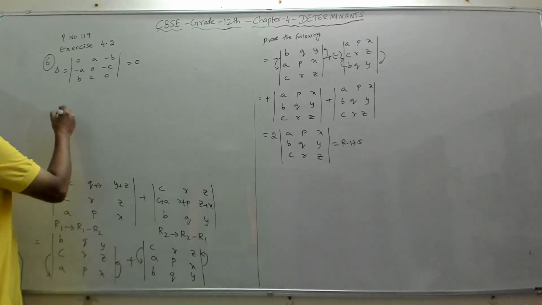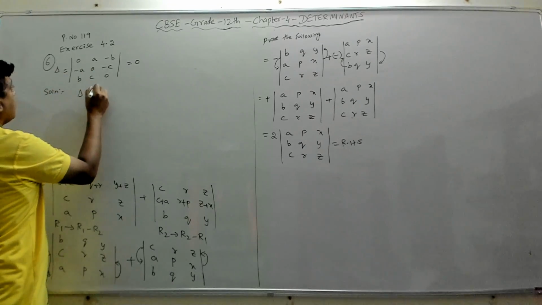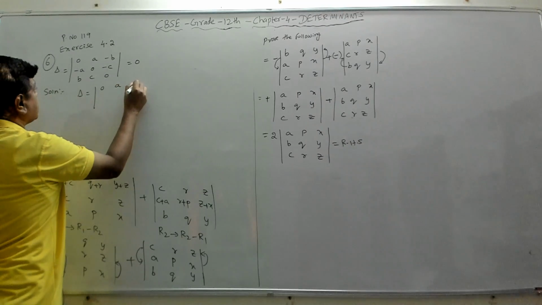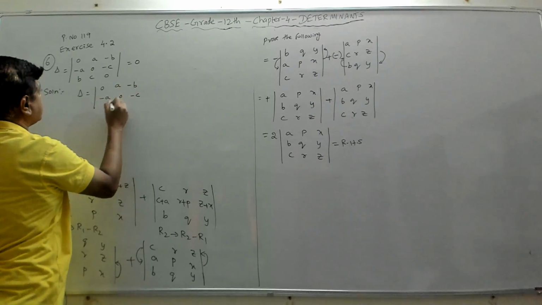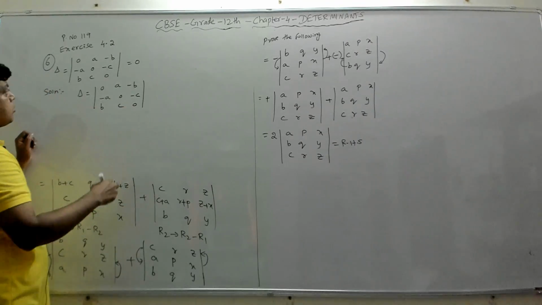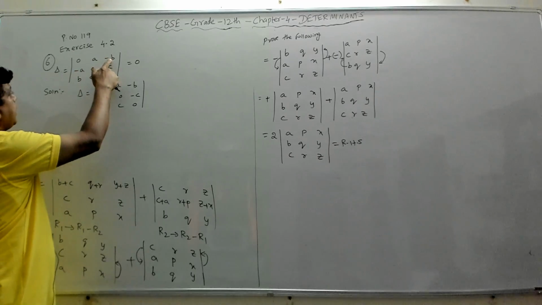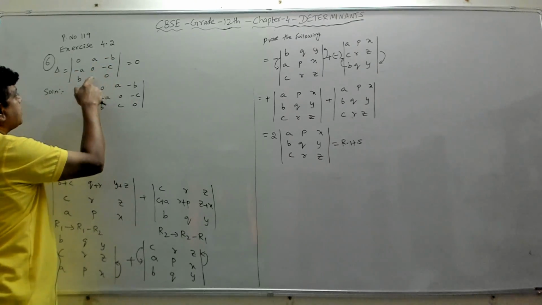Now the solution is, delta equal to 0, a, minus b, minus a, 0, minus c, b, c, 0. Now suppose if I interchange the rows and columns, so if you observe this, so this is a, this is minus a, minus b, b, minus c, c.